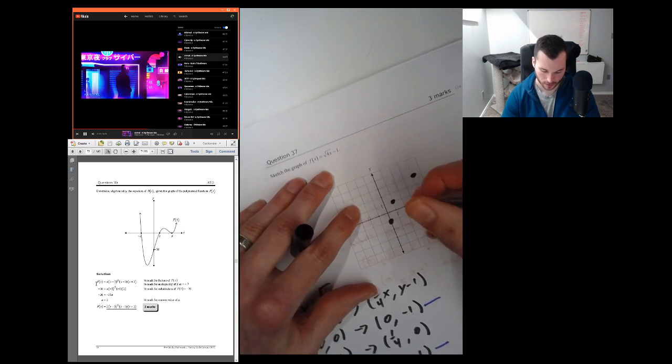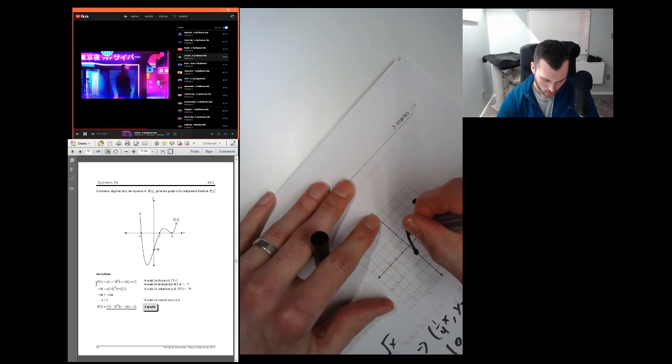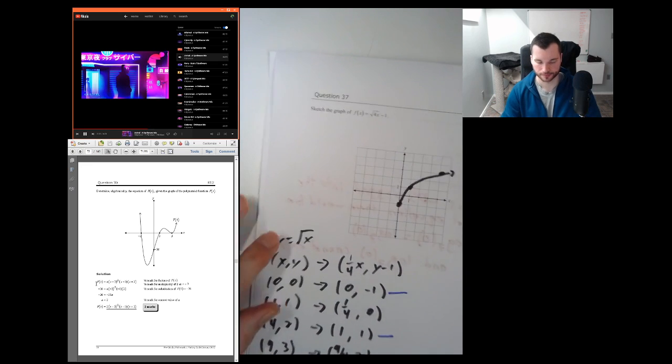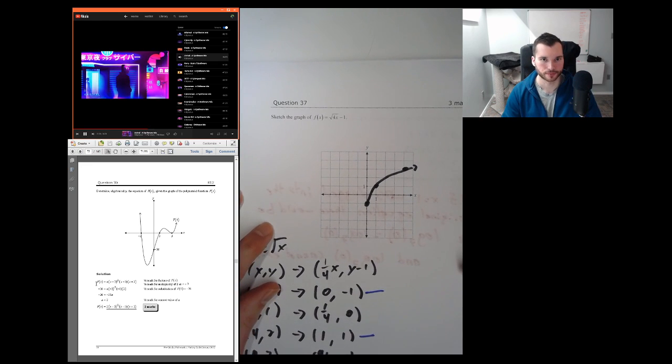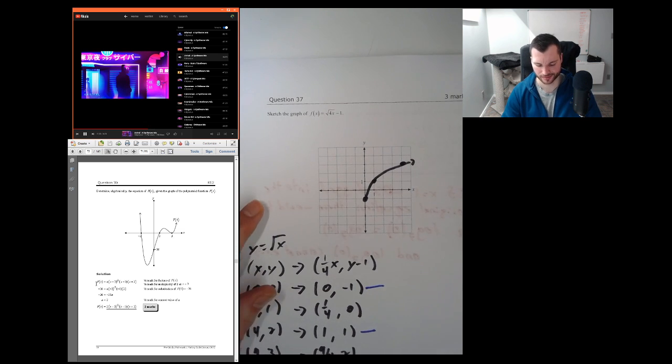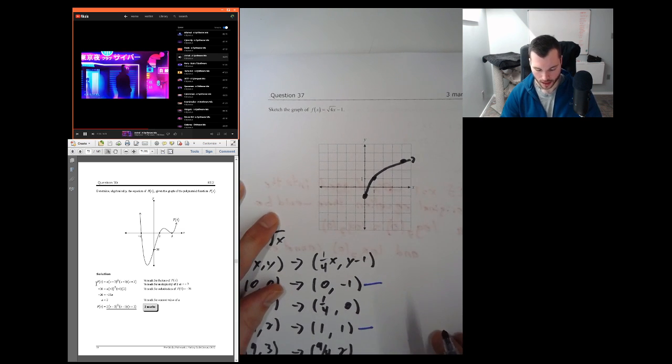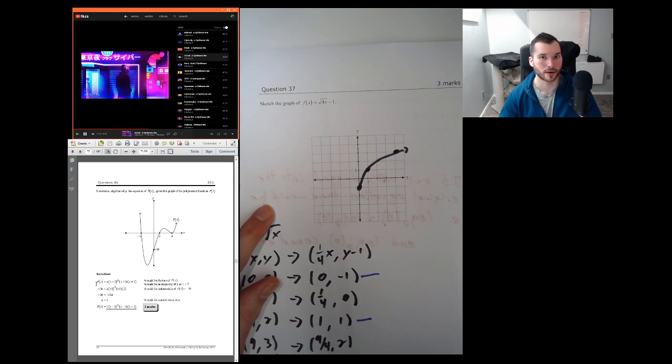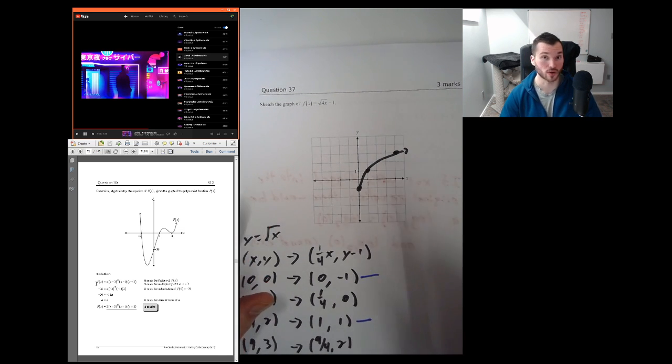Connect the dots. Watch out. Done. Missed it. Okay. Arrowhead. That's it. 3 marks. You do not have to indicate where the x-intercept is. You don't have to on the graph, or the y. You don't have to. You're good.